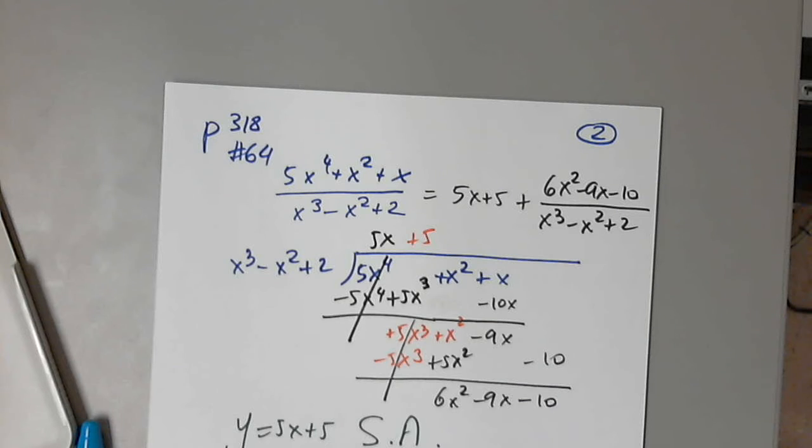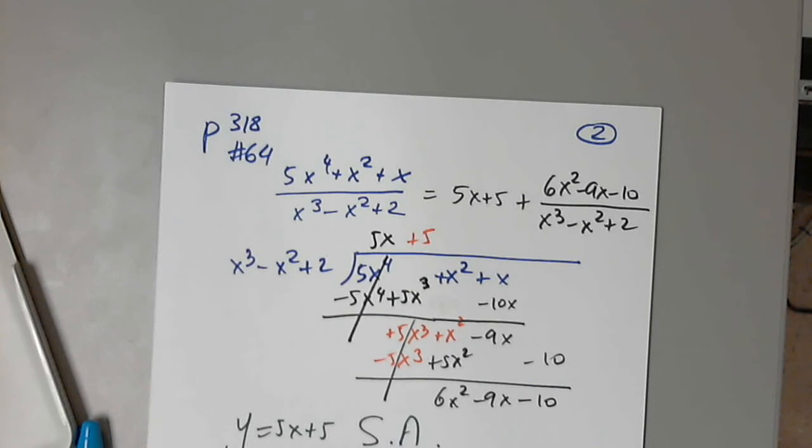No, because I asked myself, what times x cubed is positive? So at the top I don't lie. So what times x cubed is positive 5x cubed? And the answer is 5. Oh, okay, yeah. Then when I go back, I change, and I get negative 5x cubed.